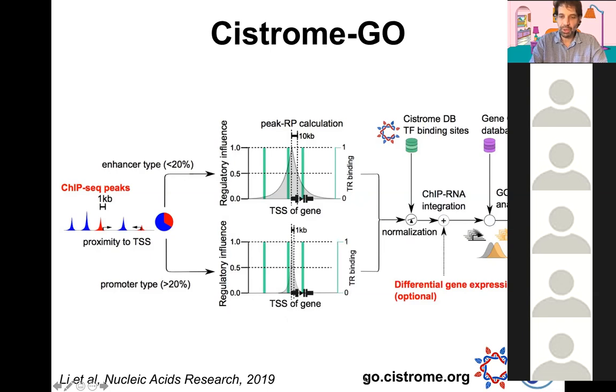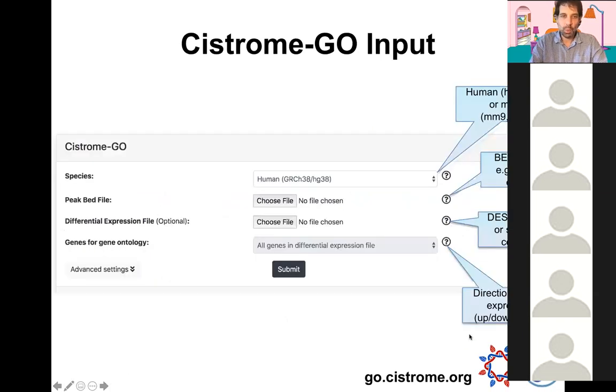So it works pretty well. It's go.cistrome.org, and it's really very simple to use. You choose the species, and you're allowed to put in hg38 or hg19 if you want. You put in the peak file in BED format. The gene expression file can be either a DESeq format or a simple format. It's very easy to do.